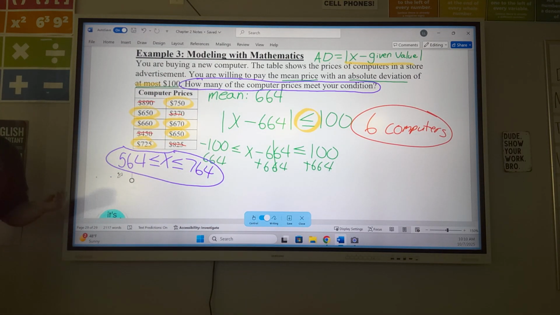I know we just covered a lot. If you have to pause it to copy these down on your notes, go ahead and do so. If not, if you all understand it, we're going to go ahead and move on.